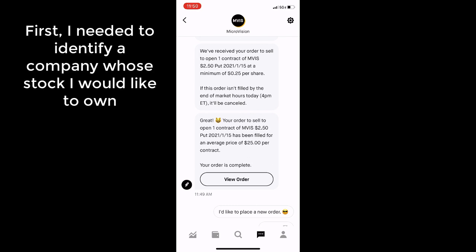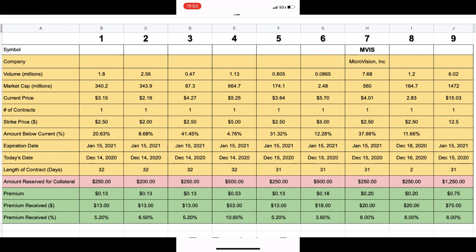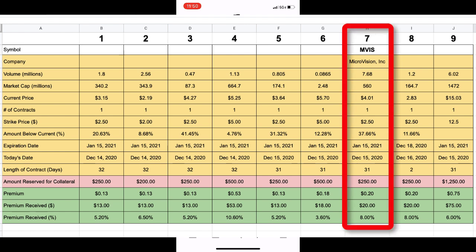So my first challenge was to find a company whose stock I believed in enough so that if I actually did get assigned to shares at the end of the cash secured put, I would be okay owning these shares. And so I had to first find a company that had a promising future. So you saw me go through a process, and I eventually isolated Microvision, stock symbol MVIS. And so I knew that if I actually got these shares assigned, I'd be okay with that.